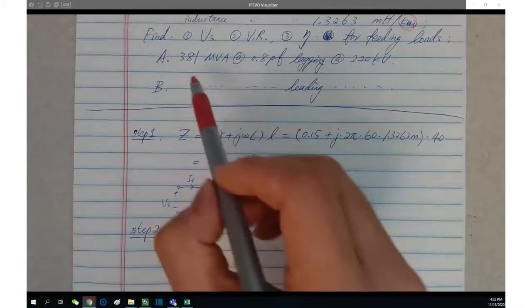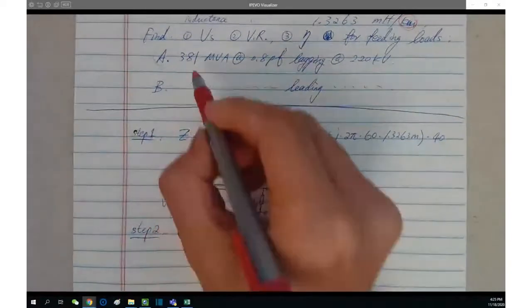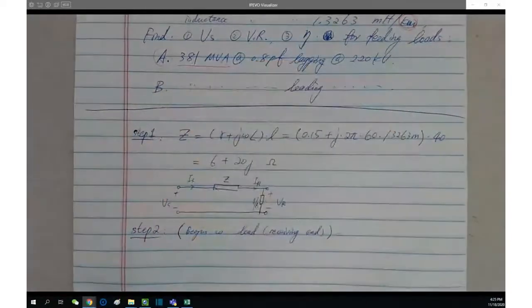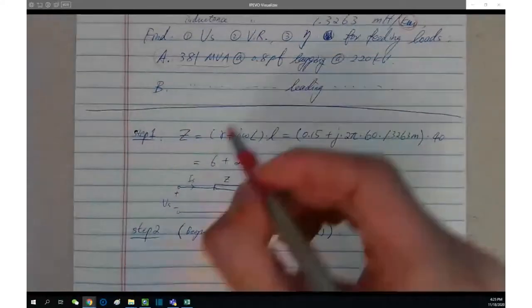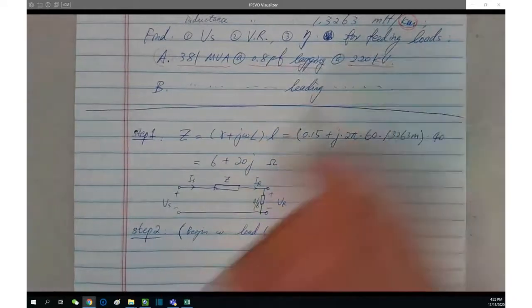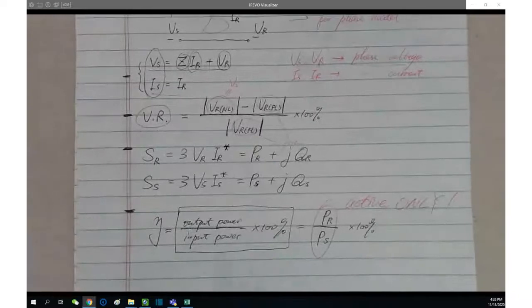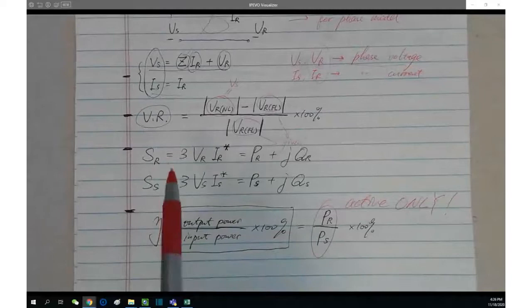Let's take a look at these two loads. For example, now we are solving load A. It is telling you a power, a power factor, and also a voltage. You need to be able to translate them into a voltage or power here, so that we can apply the equation from here. So let's see how to translate this.